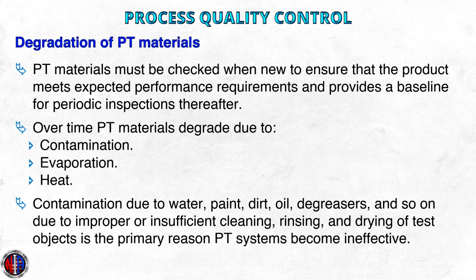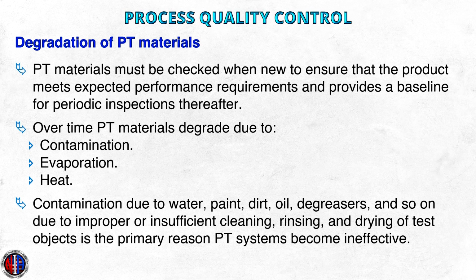Once in use, liquid penetrant materials degrade over time for a number of reasons. Contamination of materials is the primary reason liquid penetrant test systems become ineffective. Contaminations include, but are not limited to, water, paints, lubricants, oils, degreasers, dirt, and foreign matter, acids, and alkali cleaners. Most contaminants stem from improper or insufficient cleaning, rinsing, and drying of the test objects. Water contamination may also stem from splashing and overspray in the PT wash tanks.